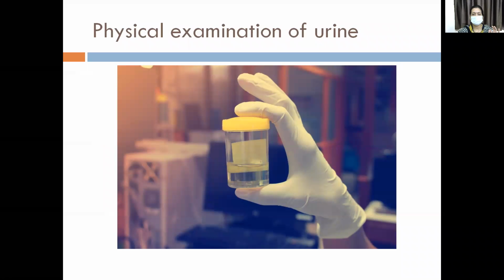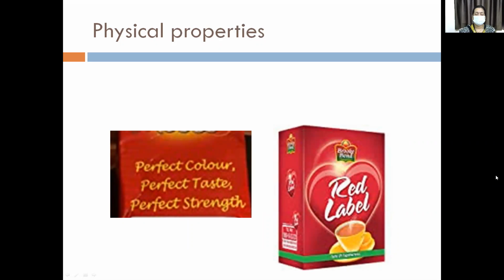Then coming to the physical examination of the urine. This is the container, this kind of container will be given to the patient. The patient will be asked to discard the initial urine, then put the container to catch the midstream sample. For physical properties, remember it's like, for a tea powder ad, you say Rangu Ruchi Chikkadanam, right? In the same way, you can't taste it though, but I've just kept it for fun.